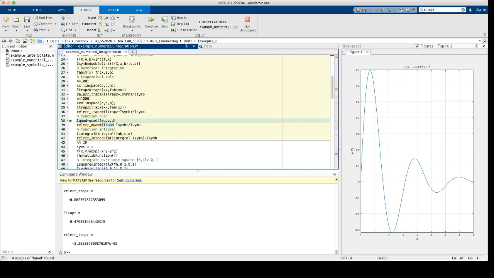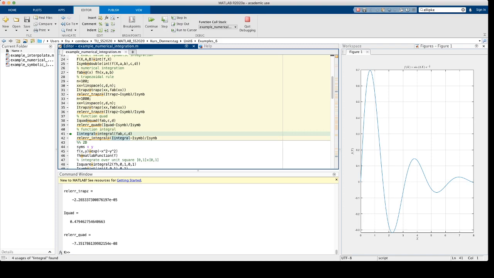If you want to have an approximation with a smaller relative error, there are two possibilities. You can use the function quad or the function integral. Let's try quad first. You see the calling sequence is always the same. Function handle, integration limits. The relative error is now below 10 to the minus 7.